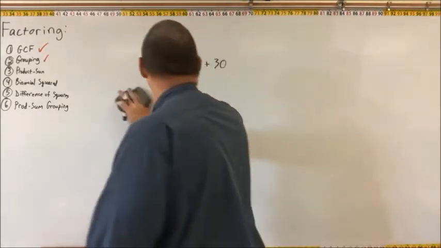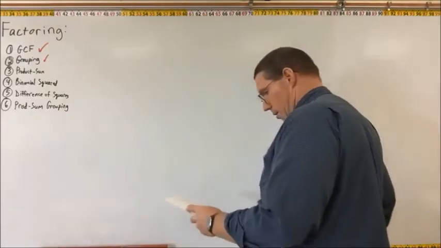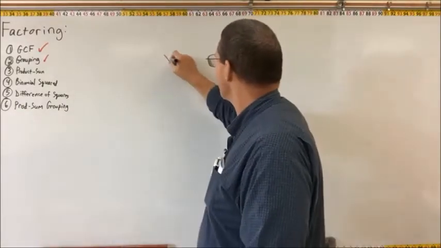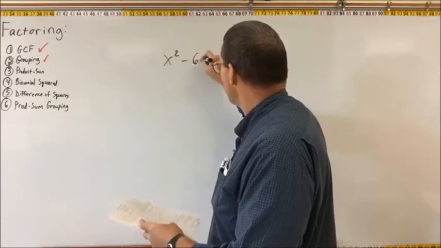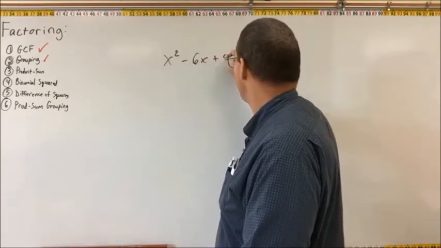All right, let's try another one. How about x squared minus 6x plus 5.